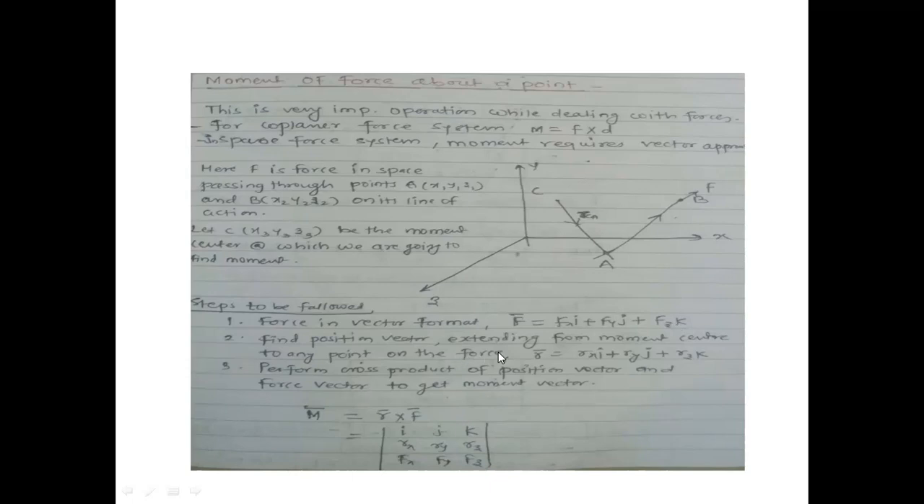Find the position vector from the moment center to any point on the force, r. Then Rx i, Ry j and Rz k will be, see, this is a position vector, CA is a position vector. Perform the cross product of the position vector and force vector to get the moment vector. M is equal to R cross multiplied with F. We can find it using this matrix: i, j, k, Rx, Ry, Rz, Fx, Fy, Fz. We are supposed to put the values over there.